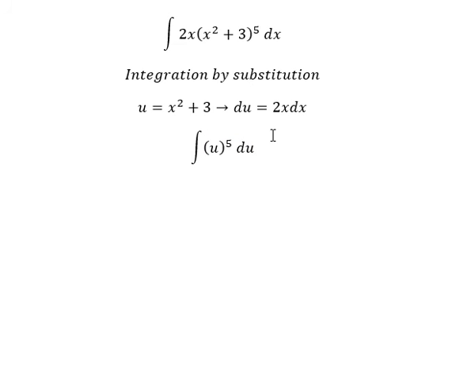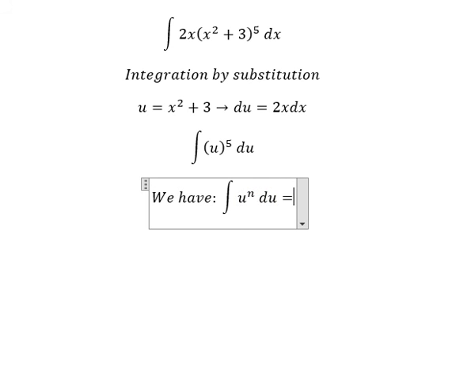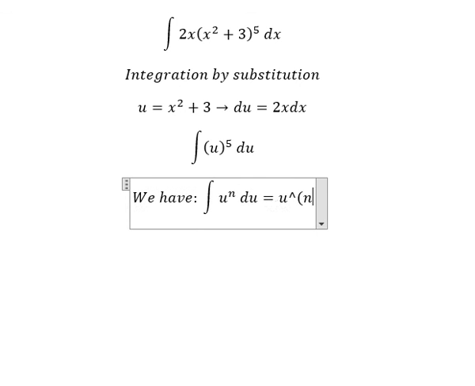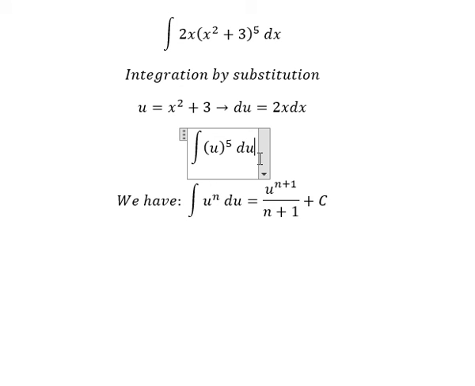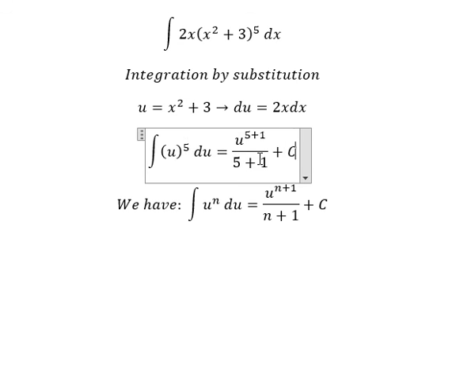And now we have the formula. The integral of u to the power of n du is u to the power of n plus 1 over n plus 1, and we put plus c. So for this one, you get u to the power of 5 plus 1 over 5 plus 1, and we put plus c.